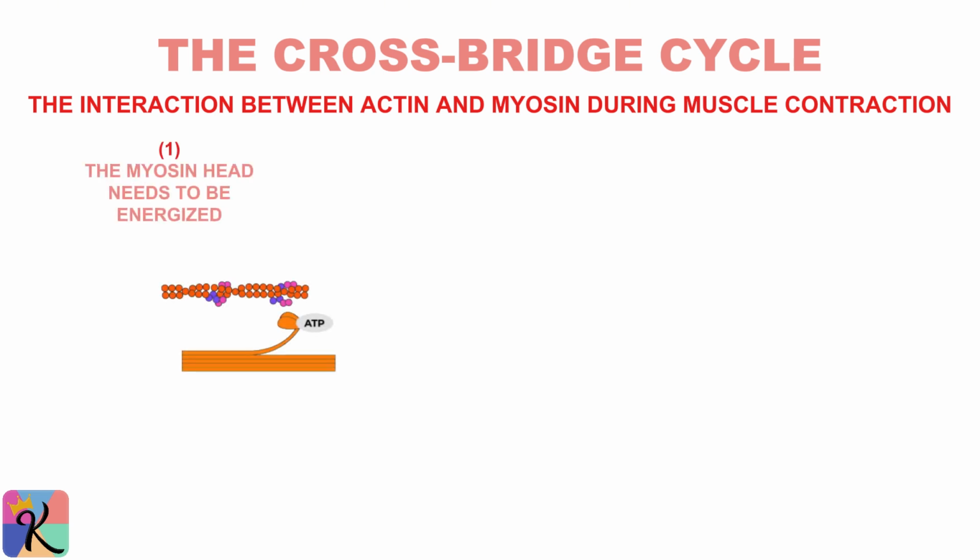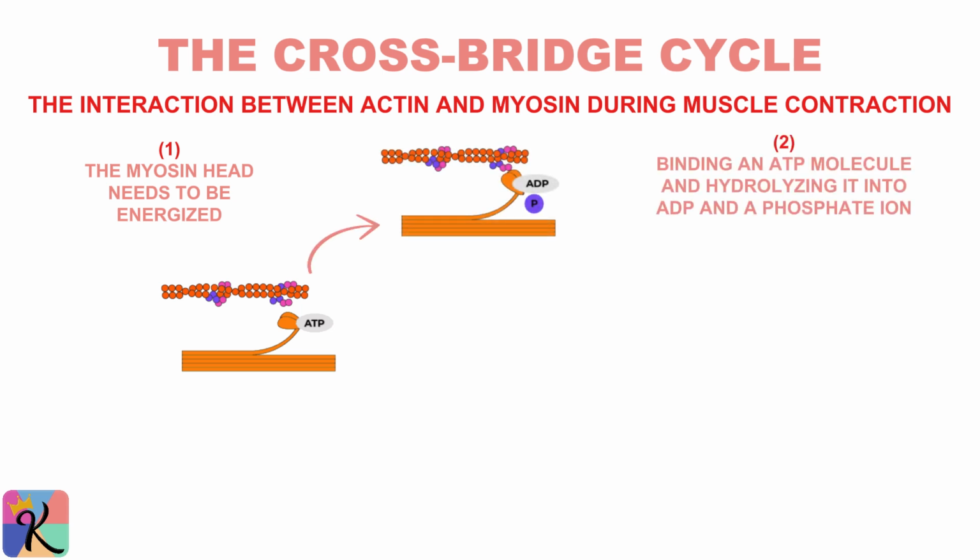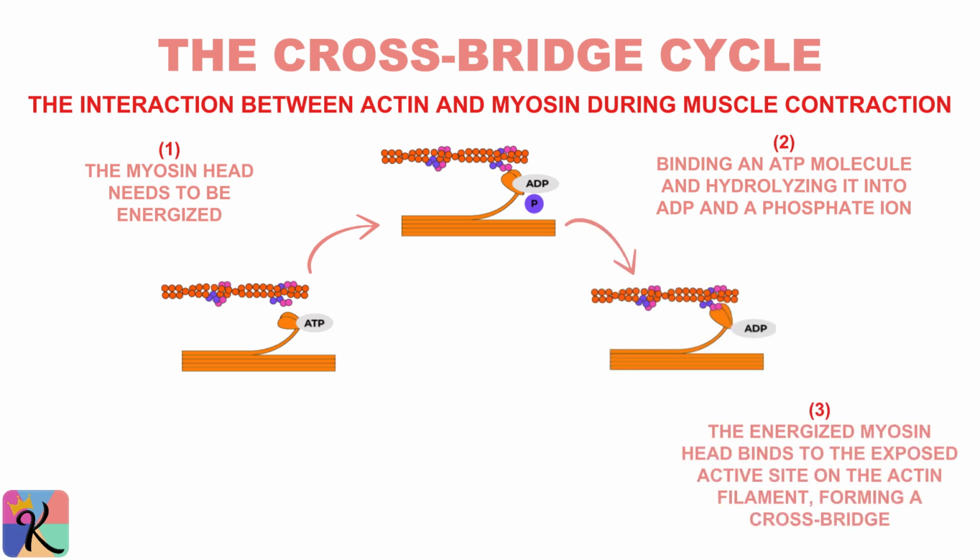First, the myosin head needs to be energized. It does this by binding an ATP molecule and hydrolyzing it into ADP and a phosphate ion. This reaction releases energy, which cocks the myosin head into a high-energy position, similar to pulling back the string of a bow. Next, the energized myosin head binds to the exposed active site on the actin filament, forming a cross-bridge.